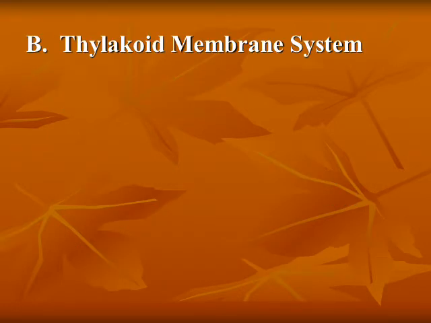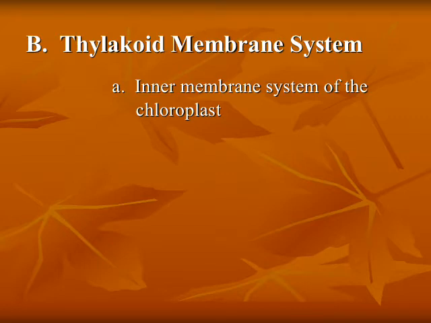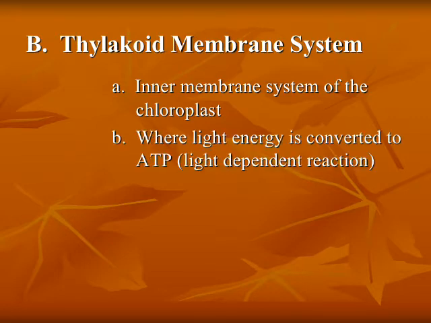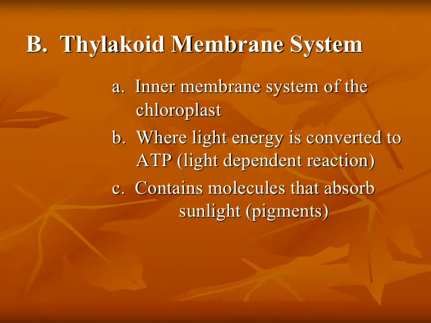The second part of the chloroplast is called the thylakoid membrane system. It is the inner membrane system of the chloroplast, and that is where light energy is converted to ATP. This is referred to as the light-dependent reaction. So this set of chemical reactions is dependent on light. And the thylakoid membranes contain molecules that absorb sunlight, or the pigments.